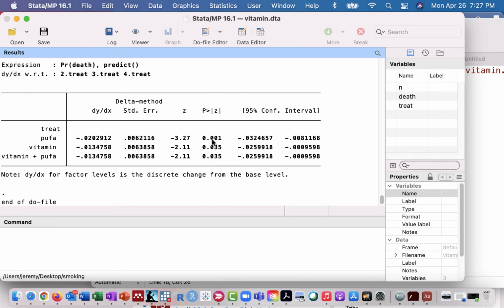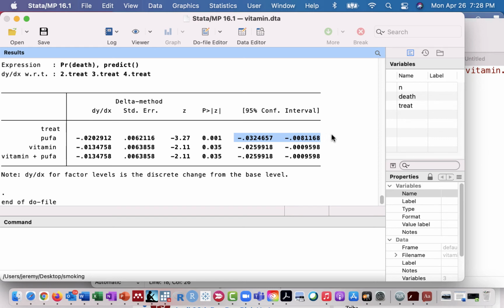So remember the p-values? If the p-values are less than 0.05, it's statistically significant. So 0.001, well, that's less than 0.05, so it is statistically significant. 0.035, that's less than 0.05, yes, it's statistically significant. And 0.035 again, still less than 0.05. So all of the results are statistically significant. Another way is to see whether the confidence intervals include 0. They don't include 0, they're all negative, right?